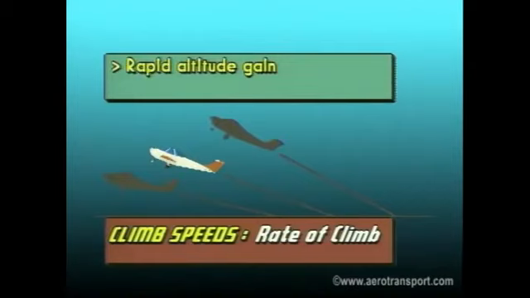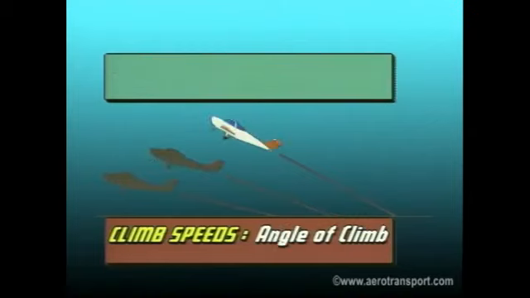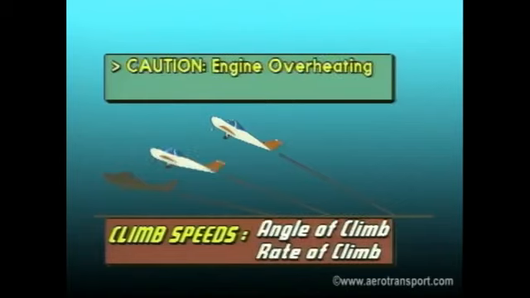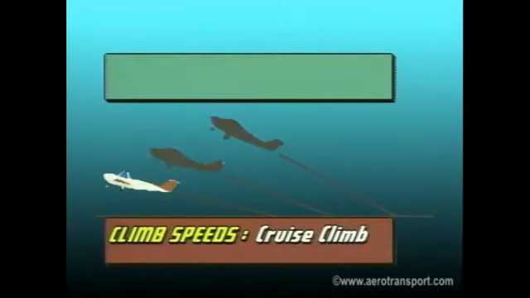You would use this when you must reach a given altitude in the shortest possible time. You would use the recommended best angle of climb speed in a situation where there are obstacles in the takeoff path. It gives you the greatest gain in altitude in a given distance. Keep in mind that during the best angle of climb and best rate of climb speeds, it's possible to overheat the engine. Resume the normal climb speed as soon as possible.